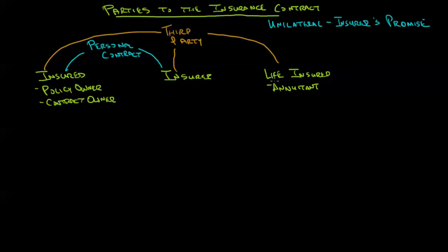The life insured doesn't make any particular promise about how they will behave. The insurer has done a fair bit of underwriting to determine what this person's behavior and health risks are going to be like, so the insurer is willing to take on that risk. And the insured also doesn't make any particular promise.